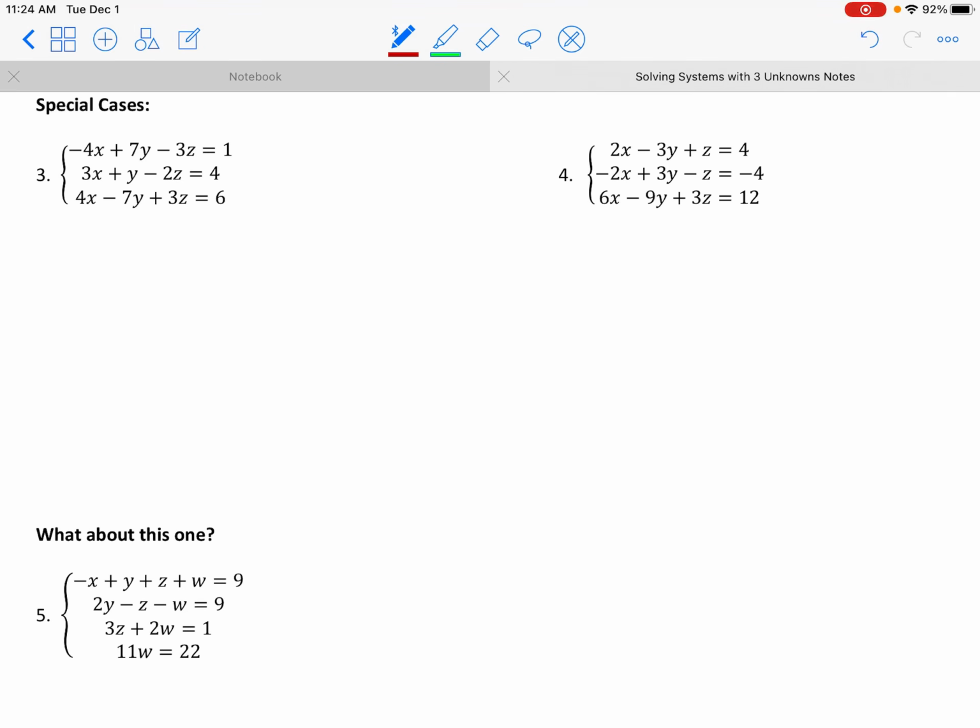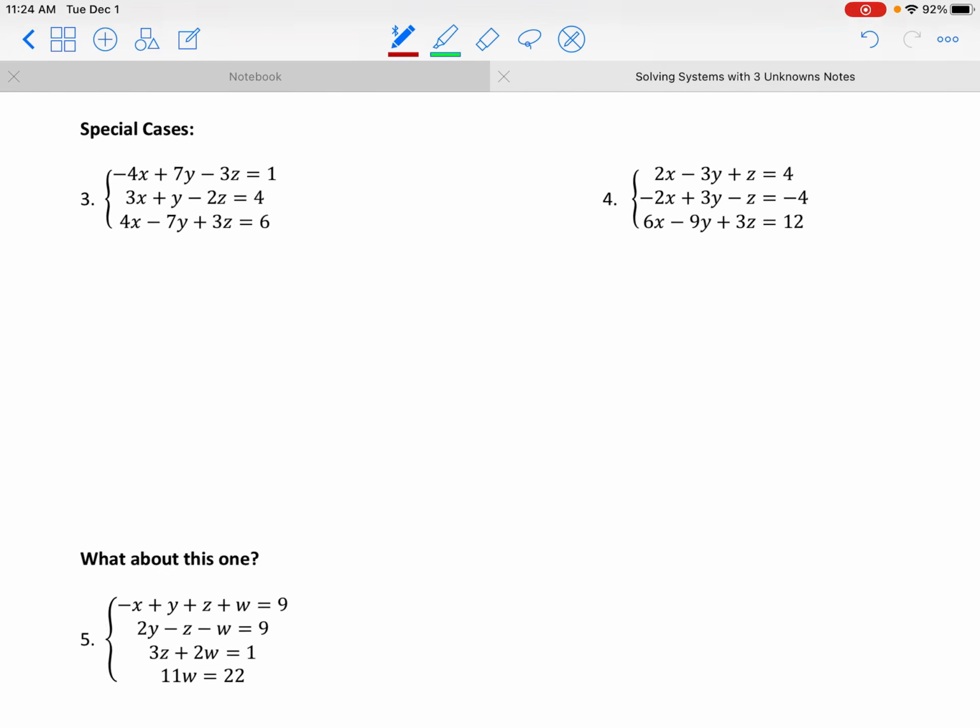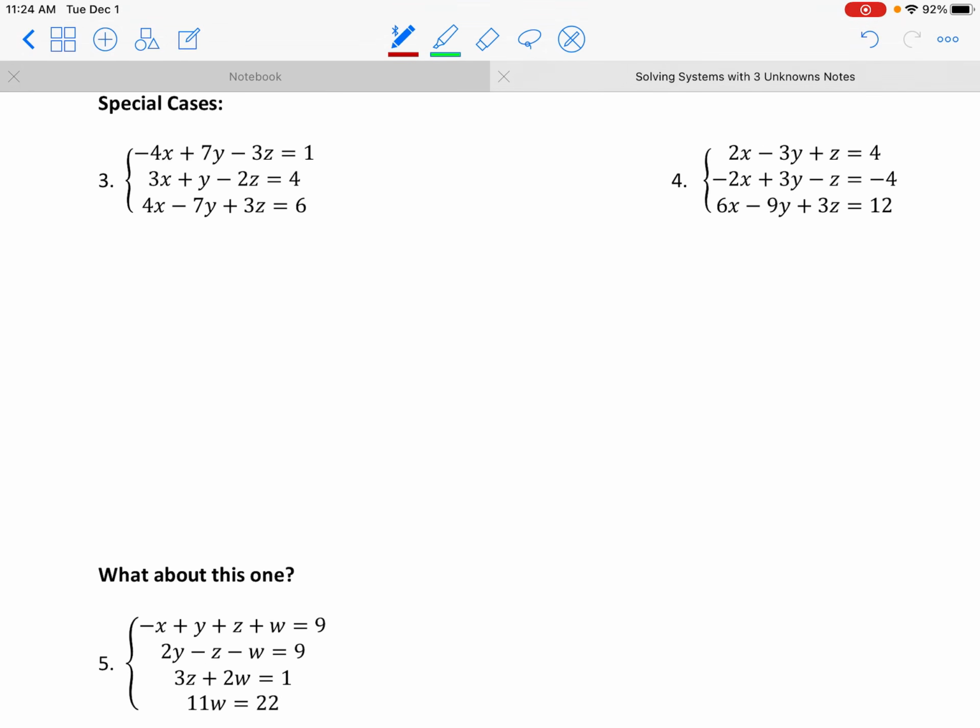Remember, we can have an inconsistent system with no solution, and we can have a dependent system with an infinite number of solutions, and so I want to show you what those look like. So let's look at a couple of special cases. Now, at first glance, they might not look too special, but you're going to see the variables will cancel like they did with the 2x2s.